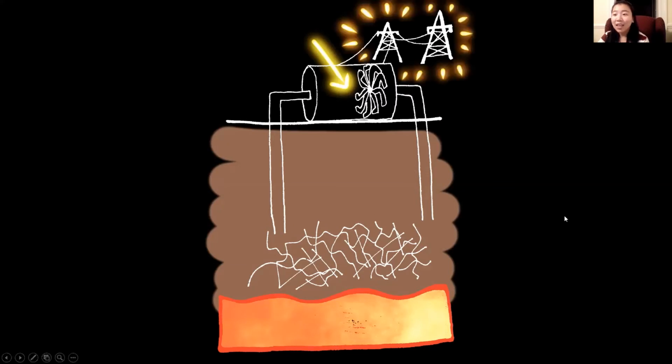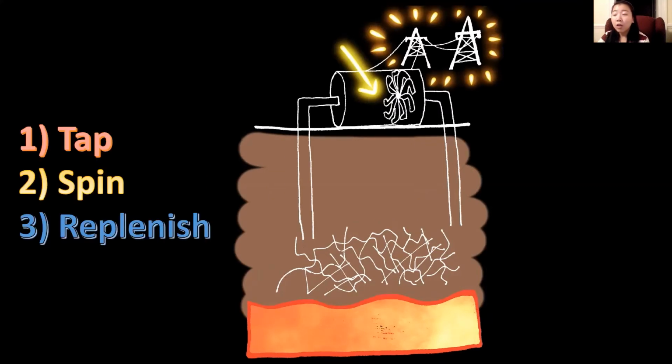electricity. And if we break it down into 3 simple steps, all geothermal energy power plants tap a source, spin a turbine, and then replenish the geothermal reservoir. What I mean by that is any hot water or steam that travels up through these pumps is eventually cooled down, creating a byproduct that is actually ready to be pumped back into the ground so that the geothermal reservoirs do not run out of water.